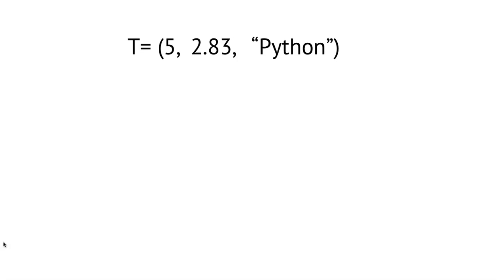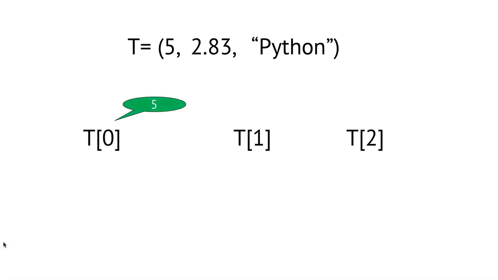Now take a tuple and we will apply indexing on this tuple. So indexing can be T of 0, T of 1 and T of 2 for this three element tuple. T of 0 will return the value at index number 0. So the 5. T of 1 will return the value at index number 1. So 2.83. And in the same way T of 2 will return Python.